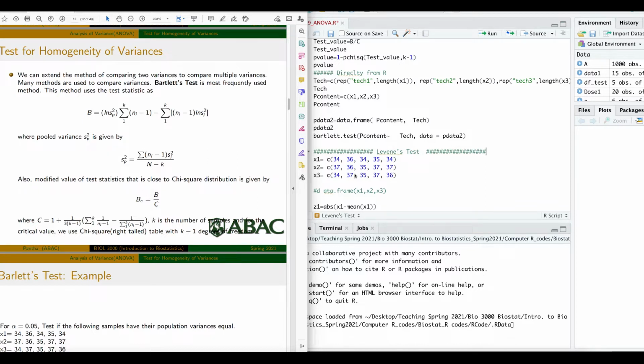But if there are more than two groups, then you use ANOVA, which is in short called analysis of variance, right? So basically I did one example on how to compare the means of more than two groups. And also in the last video, I discussed the assumptions of one-way ANOVA, right?